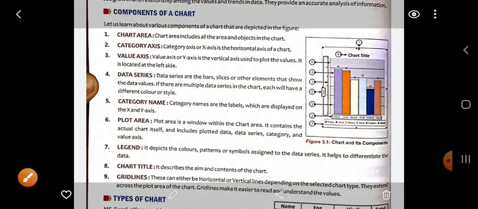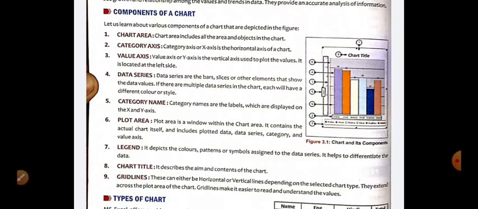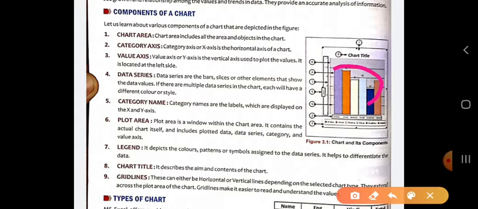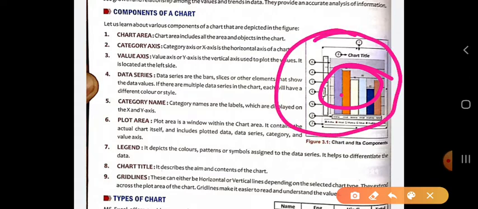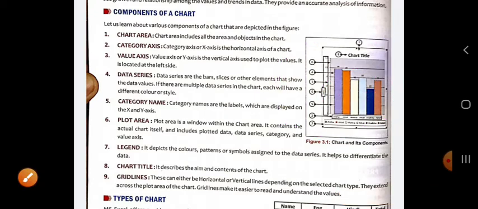Next, plot area. The area where we design the chart is known as plot area. Plot area is a window within the chart area. It contains the actual chart itself and includes plotted data series, data, category and value axis. That means I am talking about this area. This is known as plot area. This one is your chart area and this one is your plot area. So don't be confused with this.